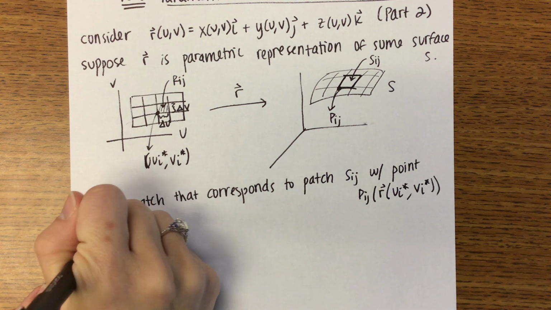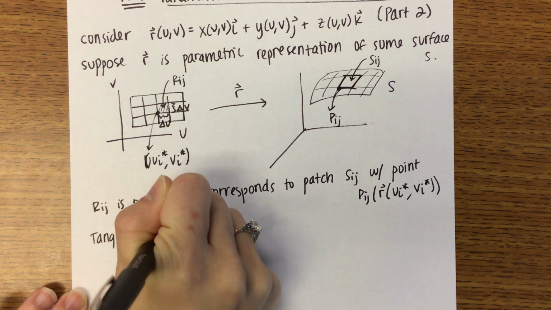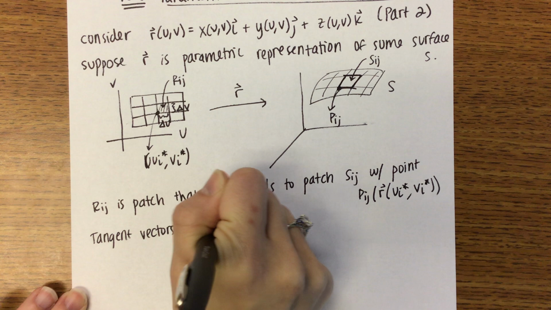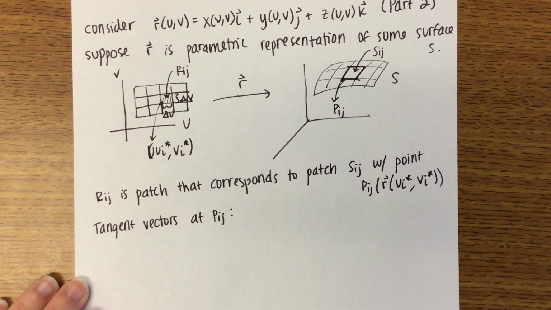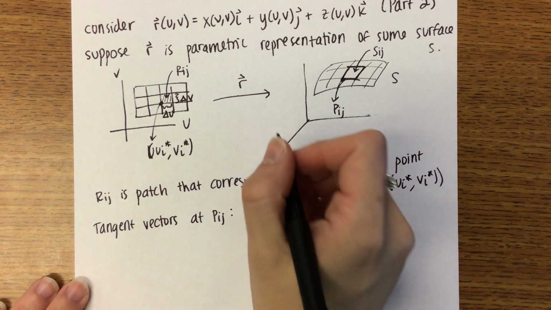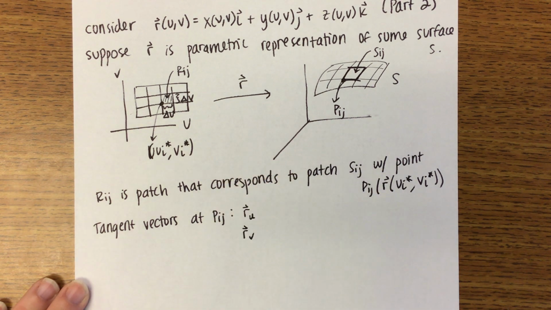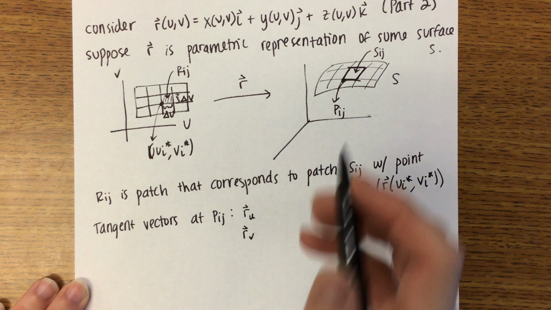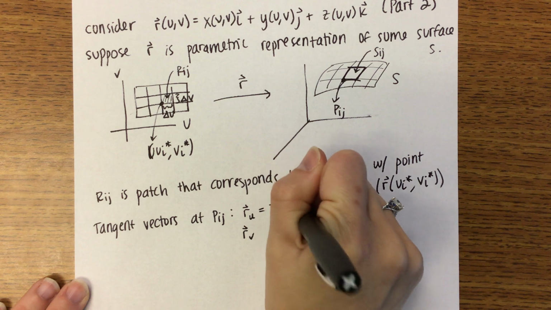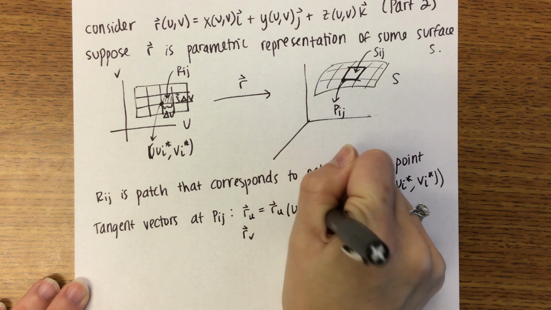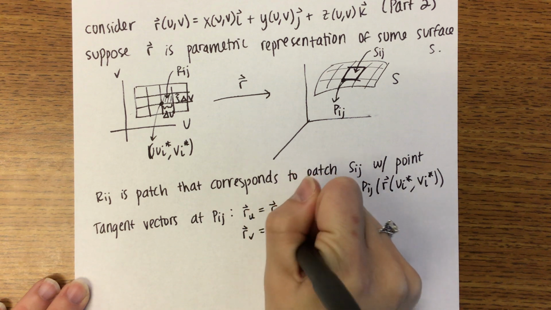Okay. So we're going to find the tangent vectors at our point P_ij. Hopefully you remember from yesterday, there's two of them. I can find r_u and I can find r_v. So this will be r_u at the point u_i star, v_j star. This is r_v at the same point.